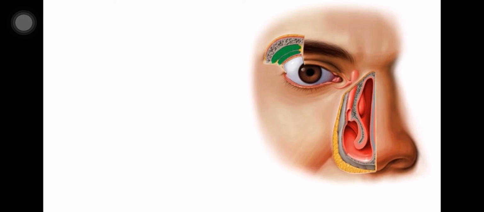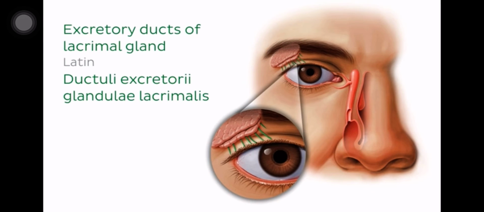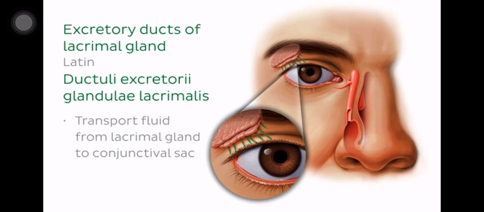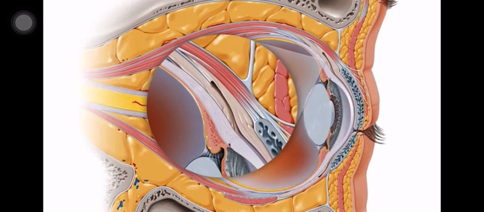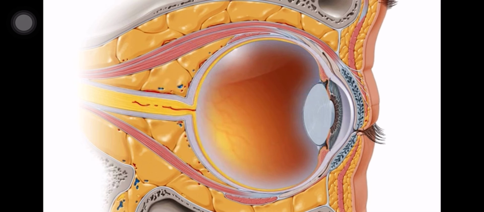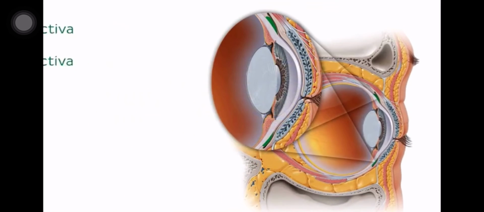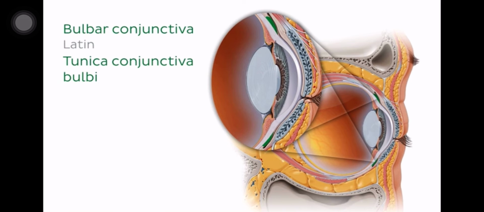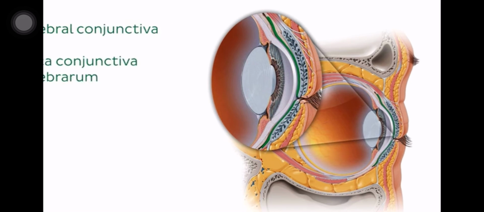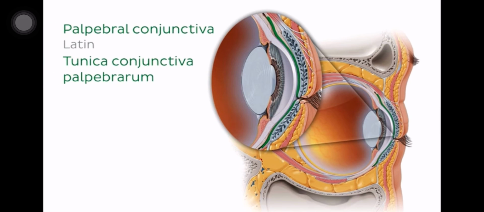In order for the tear fluid to get from the gland to the eye, it travels through passageways called the excretory ducts of the lacrimal gland, which we can now see highlighted in green. There are usually up to 12 ducts, all transporting fluid from the lacrimal gland into the conjunctival sac in the superolateral aspect of the eye. The conjunctival sac is the space between the layers of the conjunctiva that line the eye and the eyelid. In this sagittal section of the eye and the orbit, we can see the bulbar conjunctiva lining the eye itself, and the palpebral conjunctiva lining the inner aspect of the eyelids.